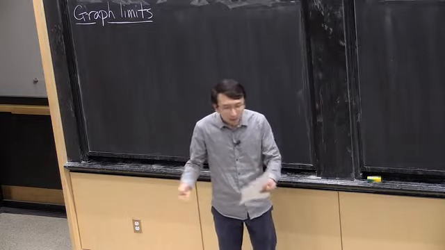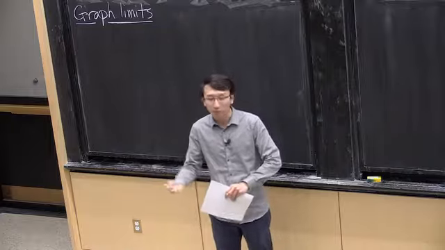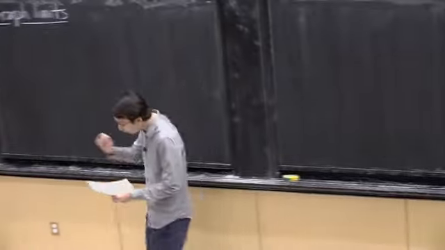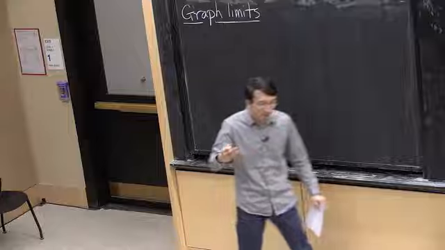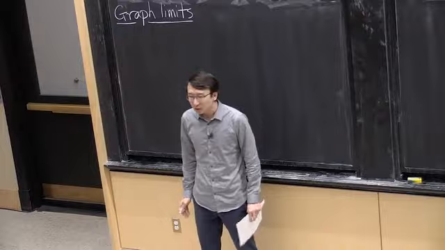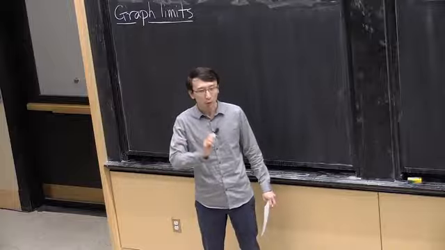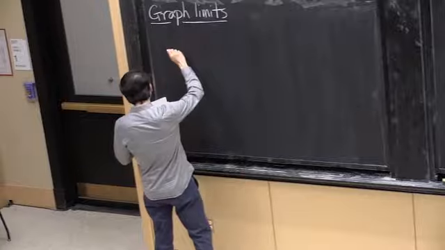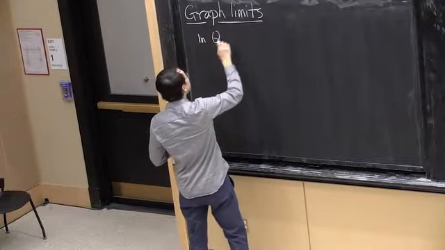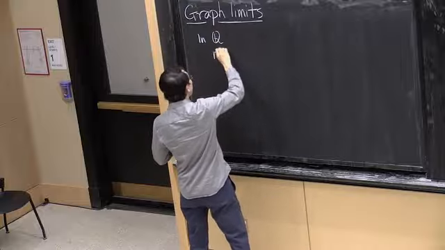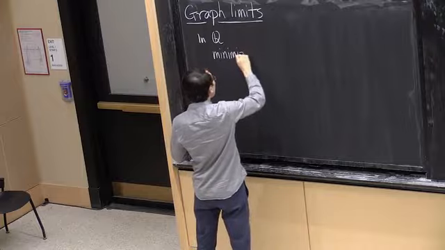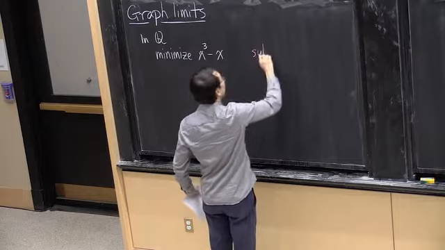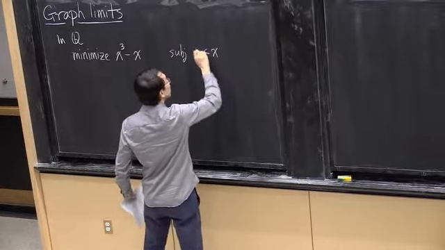There are several other ways you can motivate graph limits, especially coming from more applied perspectives. But let me stick with the following story. Suppose you lived in ancient Greece, and you only knew rational numbers. You didn't know about real numbers, but you understand rational numbers perfectly. And we wish to minimize the following polynomial, x cubed minus x, let's say for x between 0 and 1.